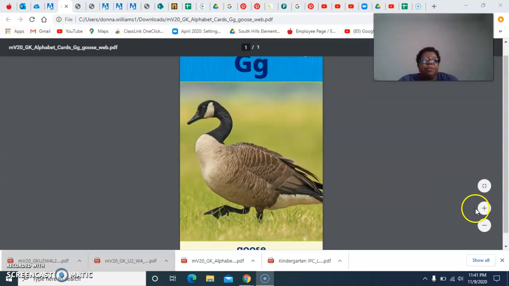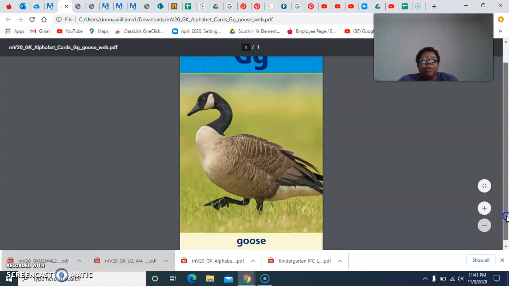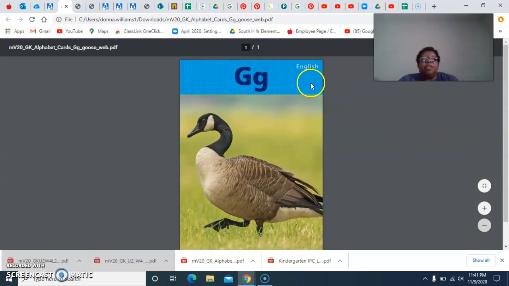So our picture we have is a picture of a goose. There's the word at the bottom, goose. We have the picture of the goose. For letter G, we have the capital uppercase G, and we have the lowercase small g.